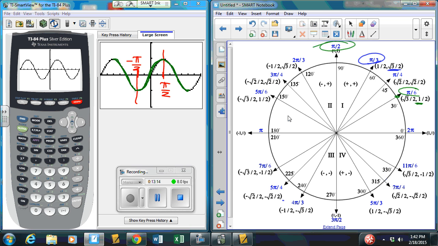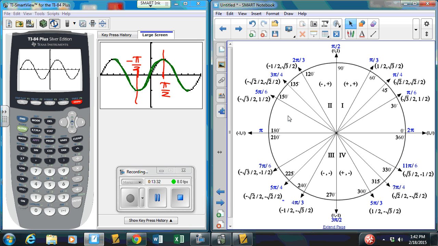Sine inverse of negative 1. Raise your hand if you know. We need to see who knows. Hey, Lynn. She said negative pi over 2. Do you guys agree with her?